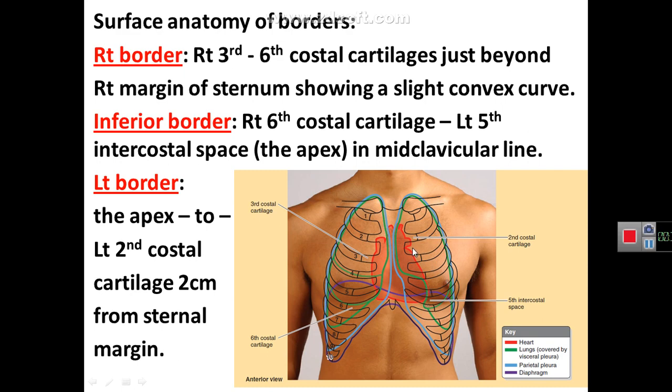Above it is the left border, which is extending from the point at the 5th intercostal space in the mid-clavicular line up to the second left costal cartilage, 2 centimeters from the sternum. So by these lines we can draw the surface anatomy of the borders of the heart on the chest wall.